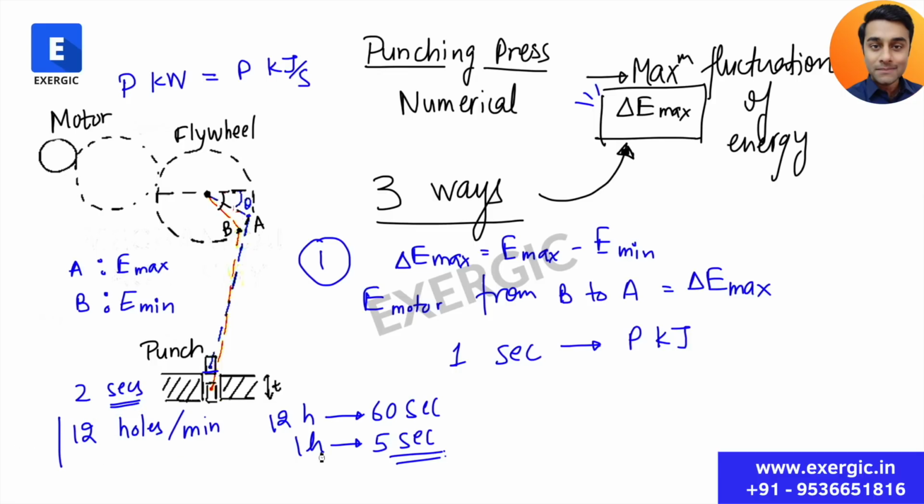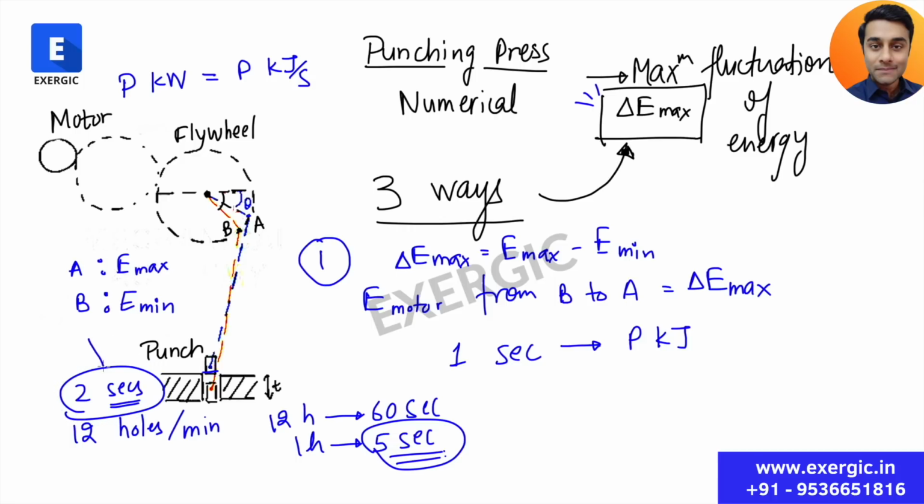So if it takes 5 seconds to create one hole, what does it mean? When will one hole be created? When the punch moves one complete cycle from bottom to the top, then you can say that on average it takes 5 seconds to create one hole. This 2 seconds and this 5 seconds are different. This 2 seconds is the exact cutting timing, the exact punching operation time, which will be given to you. If the question mentions that the punching operation takes 2 seconds, then take that to be the exact time of punching.